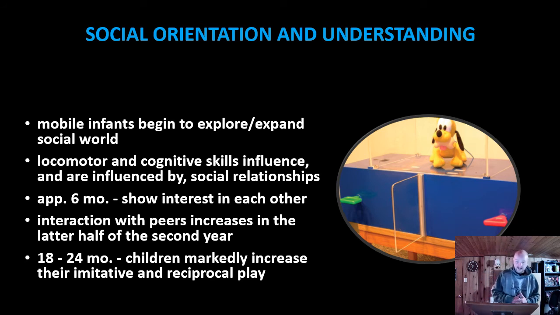Between 18 and 24 months, children markedly increase their imitative and reciprocal play, for example, imitating nonverbal actions like jumping or running. One study involved presenting 1 and 2-year-olds with a simple cooperative task that consists of pulling a lever to get an attractive toy. Any coordinated action of the 1-year-olds appeared to be coincidental rather than cooperative, whereas by the time the kids were 2, their behavior was shown to be much more actively cooperative towards reaching a goal when motivated.